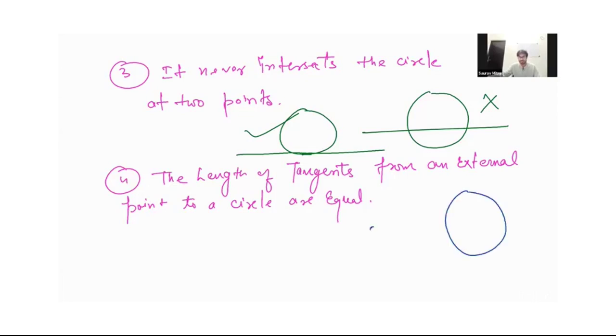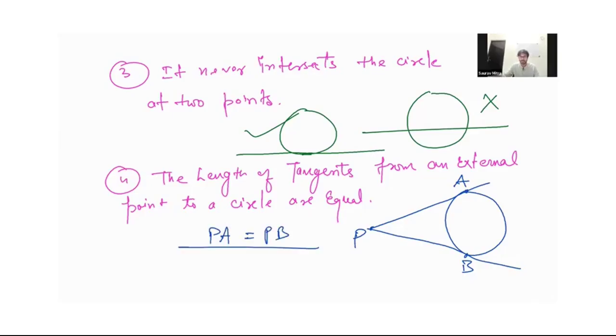So if my external point is this, and I draw two tangents like this and this, the lengths are PA and PB. Here the point of contact is A, here the point of contact is B. Now here PA is equal to PB. That means the tangents drawn from the external point are equal in length.